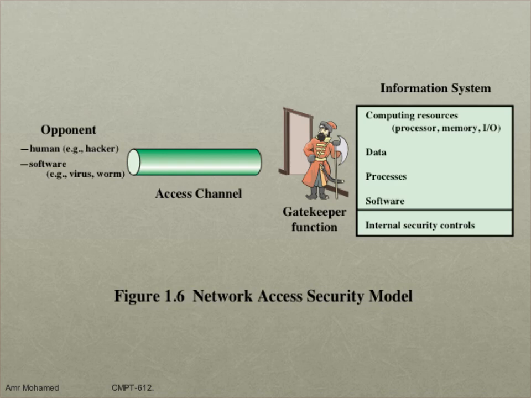This can look at the upcoming requests from different layers. But at the end, it decides whether to let it go or to block. It's like a firewall. It is the firewall. This is the firewall.